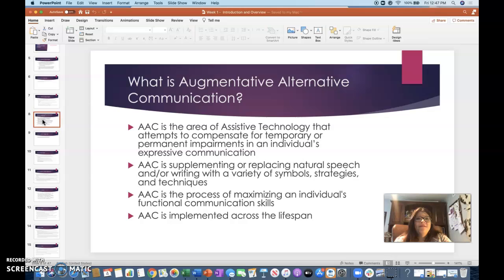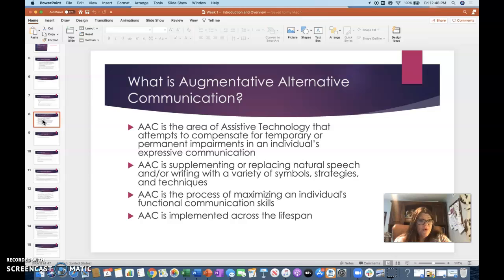AAC is an area of assistive technology that attempts to compensate for temporary or permanent impairments in an individual's expressive communication. It supplements or replaces or enhances natural speech by giving options for writing or speaking through use of symbol strategies and techniques. It's the process of maximizing an individual's functional communication system, and it's truly implemented across the lifespan. We should be starting early with our young children who are nonverbal. We shouldn't be waiting until we've tried all of these strategies.